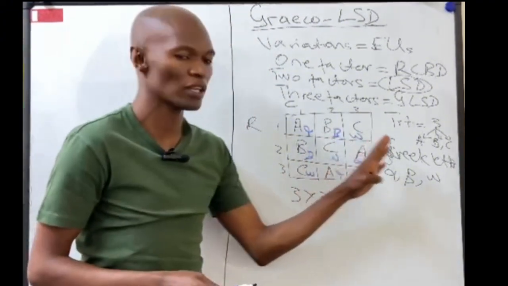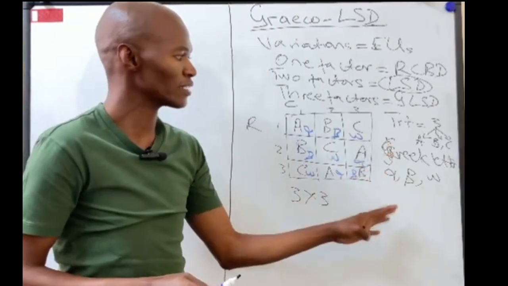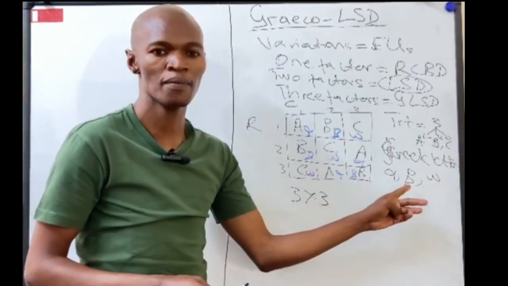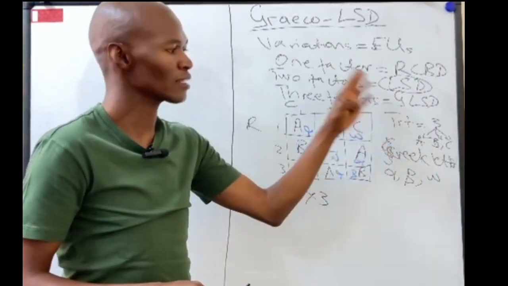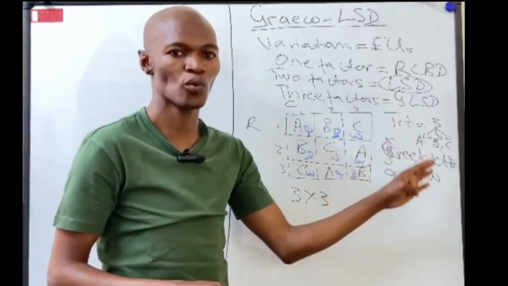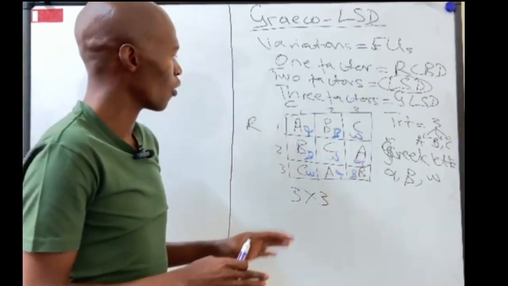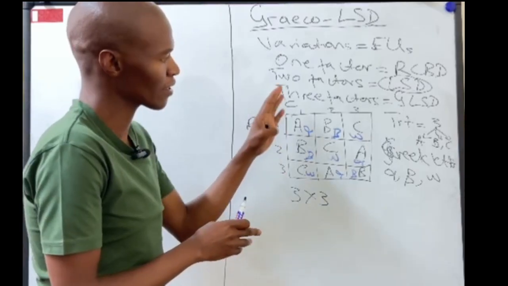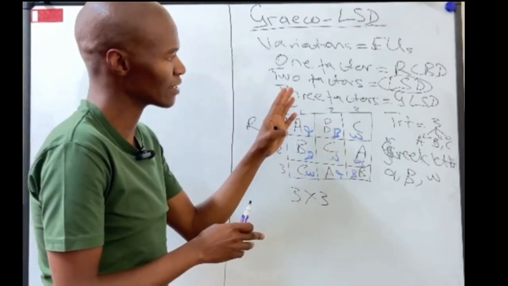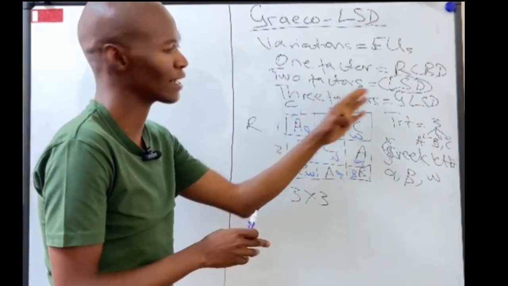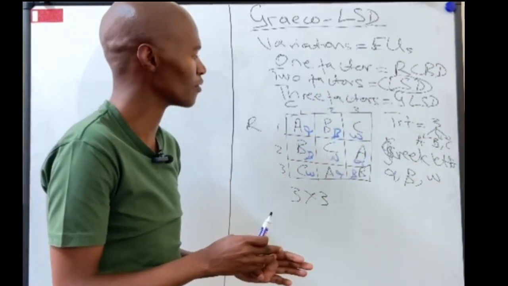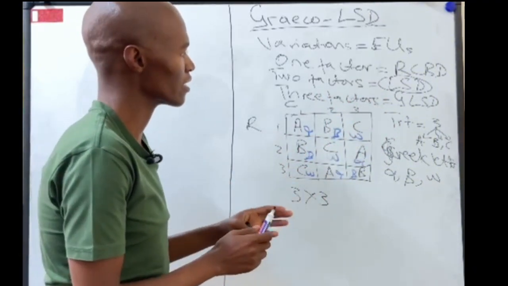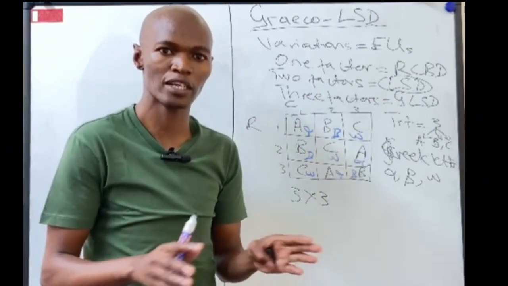It's the same thing. You can also see that the only difference that we have here is the application of the Greek letters. That is from the Greco-Latin square design. Now, when you look at this design, you can notice that this design is the extension of the Latin square design, as I indicated before.